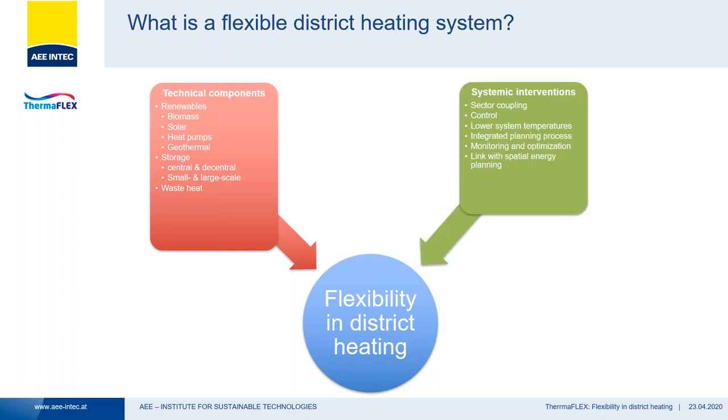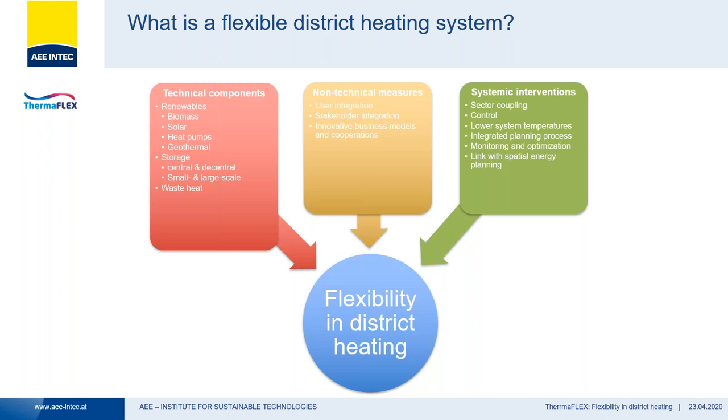What you also have there as an option to increase flexibility is that you can go for systemic interventions. That can be sector coupling, or what was a new term, Ralf, smart sector integration? Yes, smart sector integration, exactly. Okay, so connecting the district heating system to other infrastructures. Mainly we are talking currently about the electricity grid, but we also have options to link other infrastructures like sewage and wastewater as an energy source. Lots of things we can improve in terms of control. We can go for overall lower system temperatures. We have to think about integrating our future systems in a planning process that not only addresses the district heating system, but also spatial development plans in a city. And these are the interventions you can think of on a systemic level.